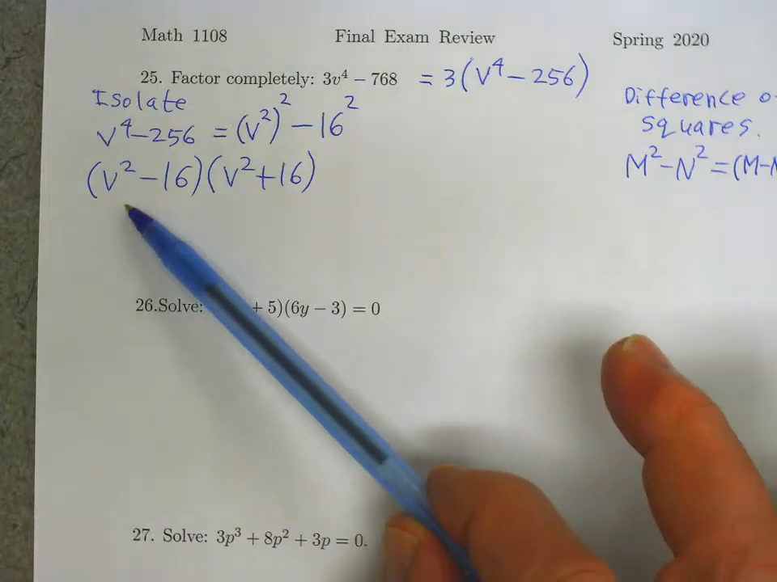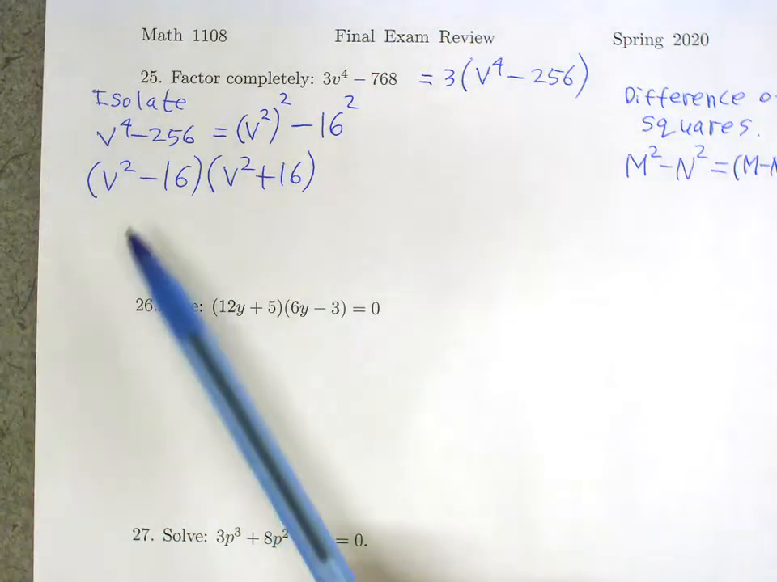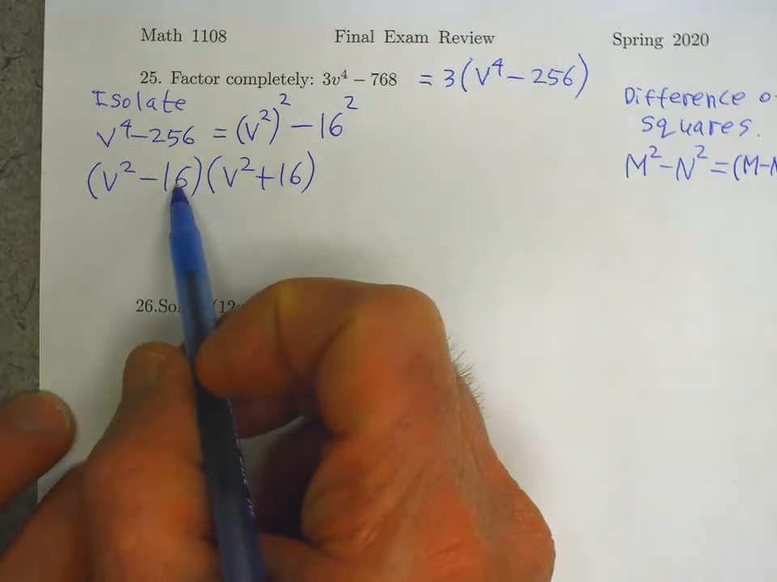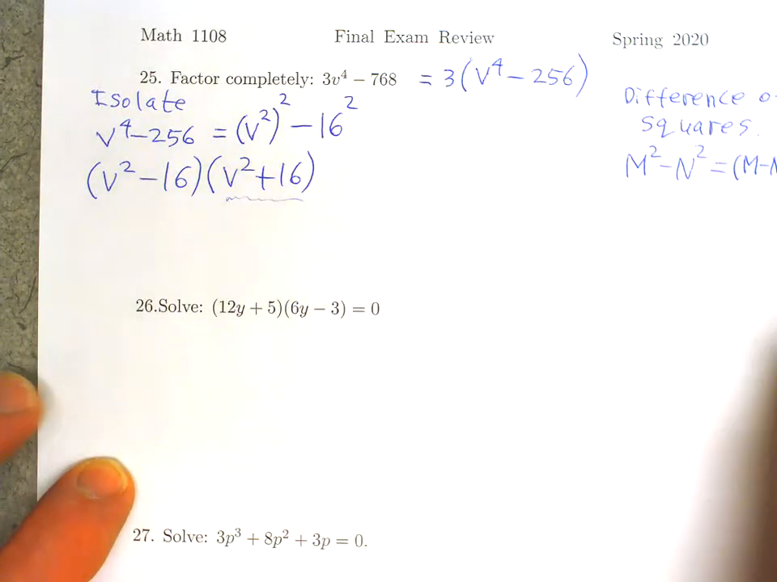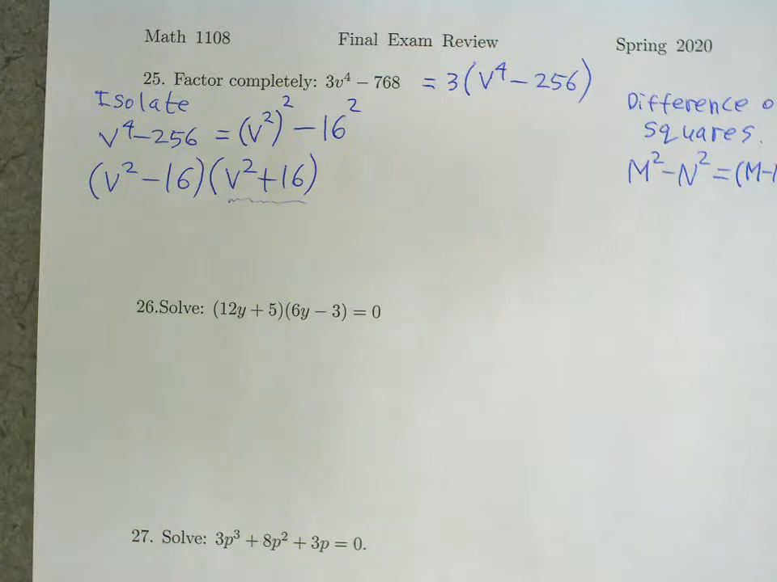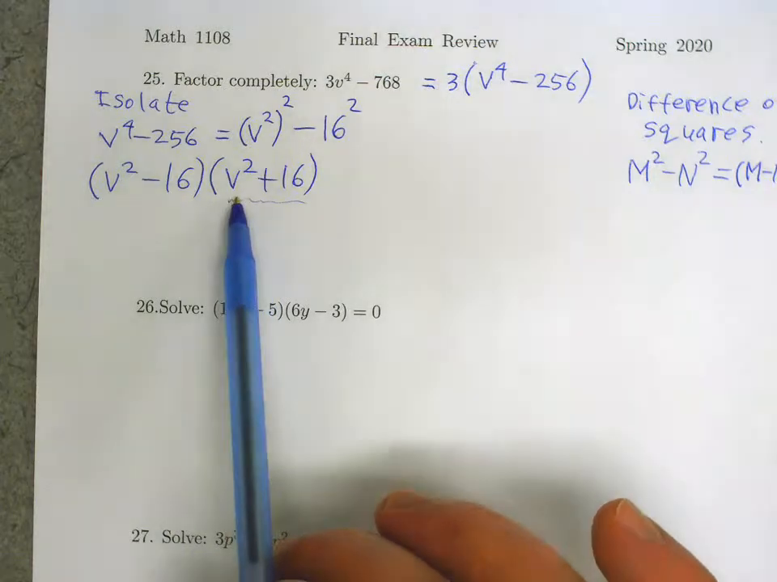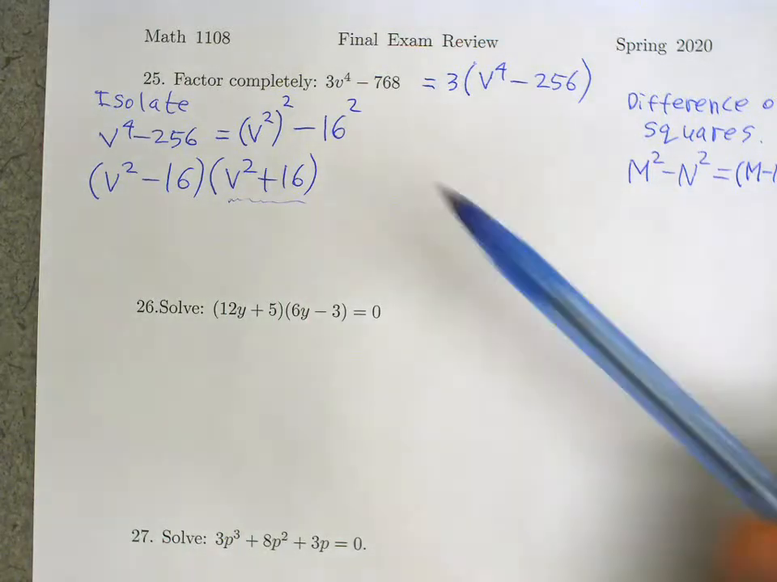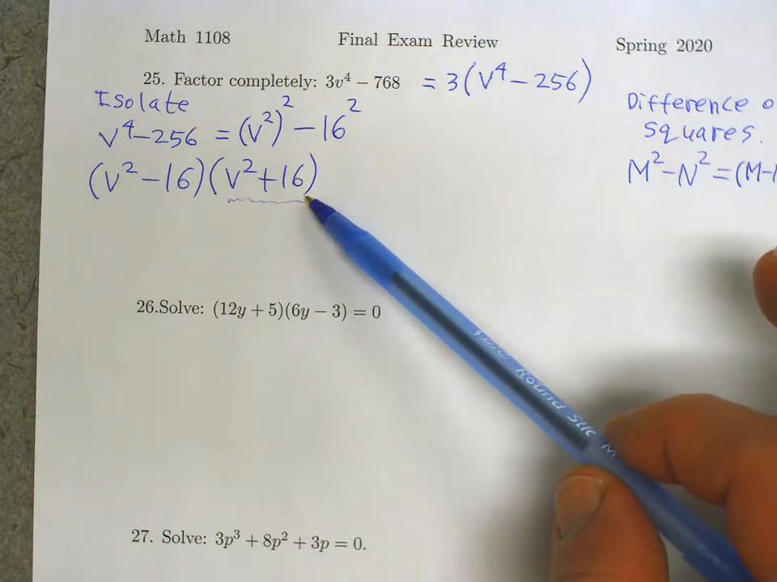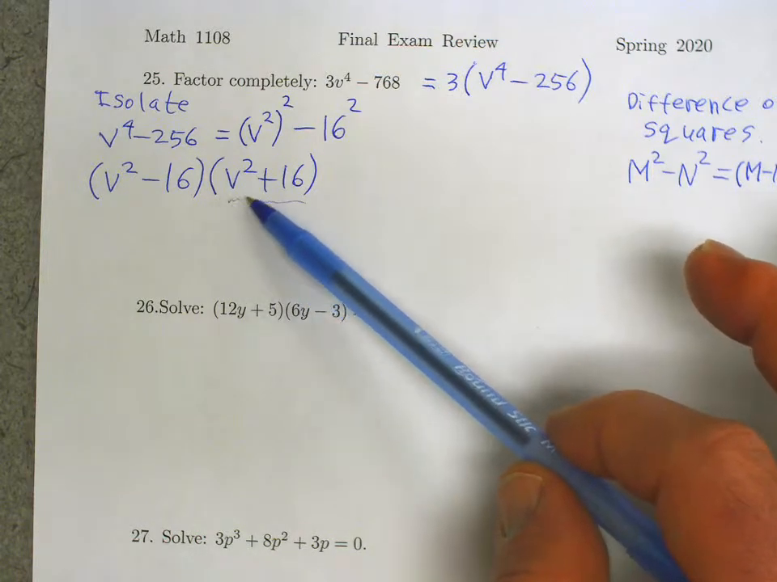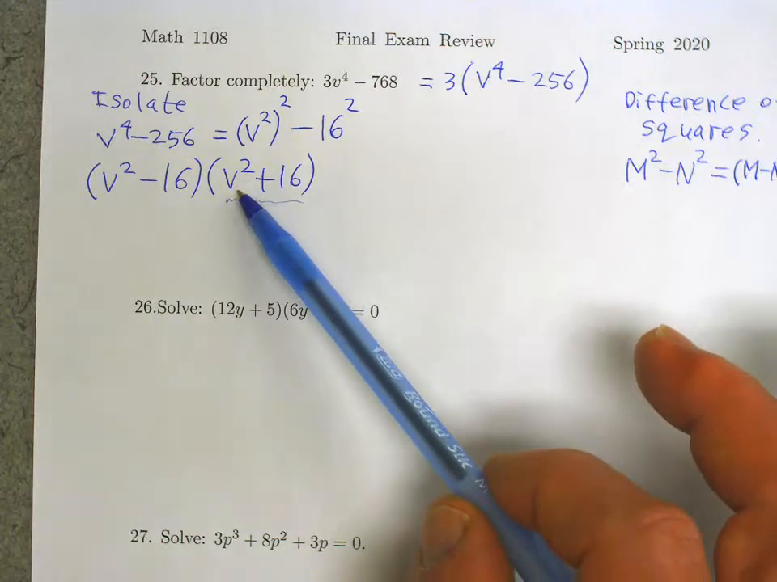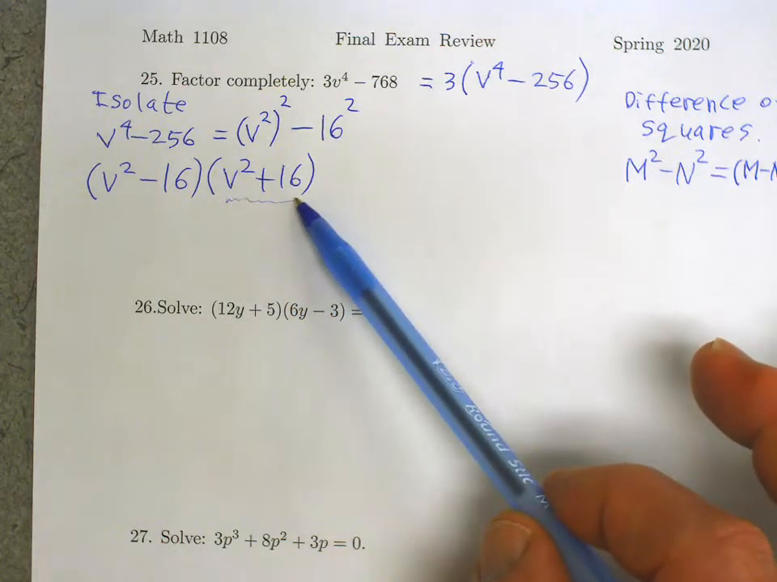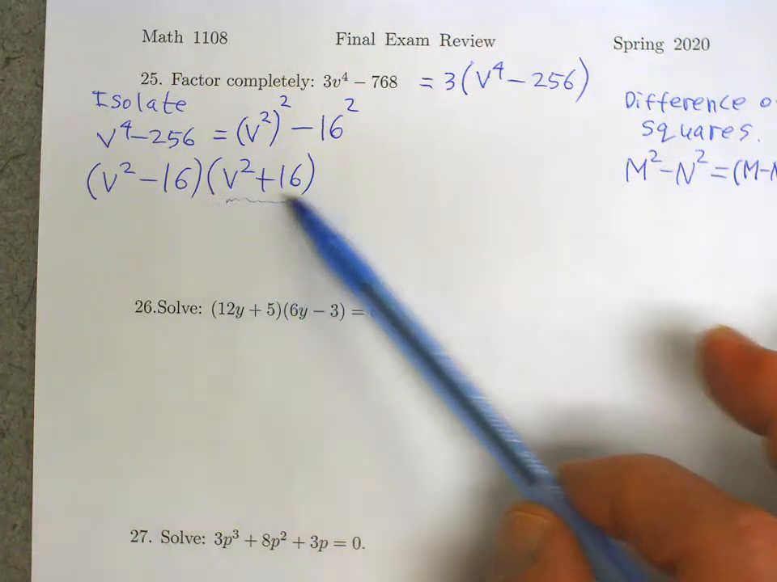And we can factor further because v to the second minus 16 is also a difference of squares. 16 is the same as 4 squared. The other factor, v to the second plus 16, that's a sum of squares. And in this course, we don't factor a sum of squares. It can be factored, but it involves using numbers that are not real numbers. So we just say v to the second plus 16. We cannot factor it using real numbers, so we're just going to leave it as a sum of squares.